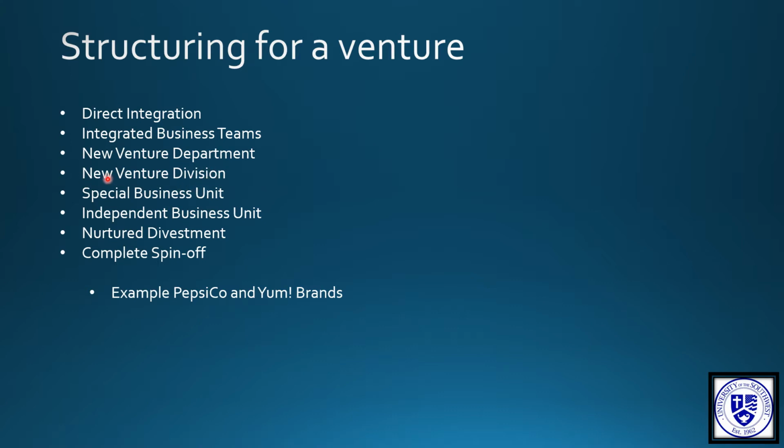We can go so far as to have a special business unit or an independent business unit, where they operate as an independent business, but there may be a subsidiary of our organization, a separate company, but still wholly owned and controlled by our organization. Or we can get down here and have a nurtured divestment, where we've divested that organization, it's operating on its own, or completely spin it off into its own company, its own brand that operates independently of the existing organization.